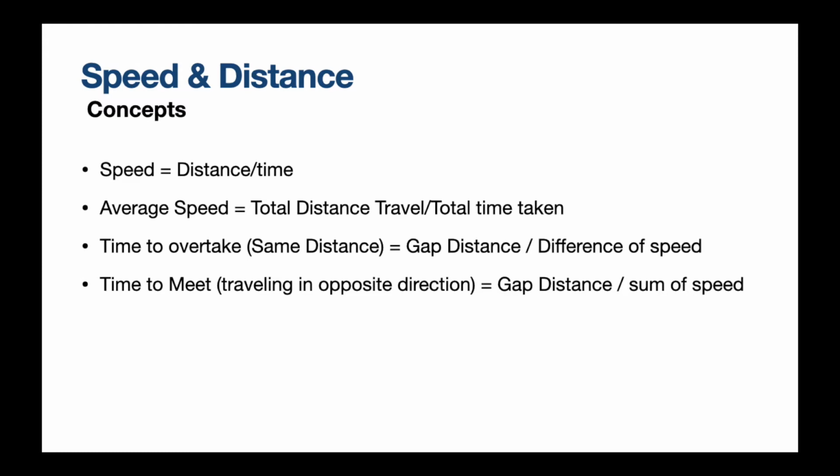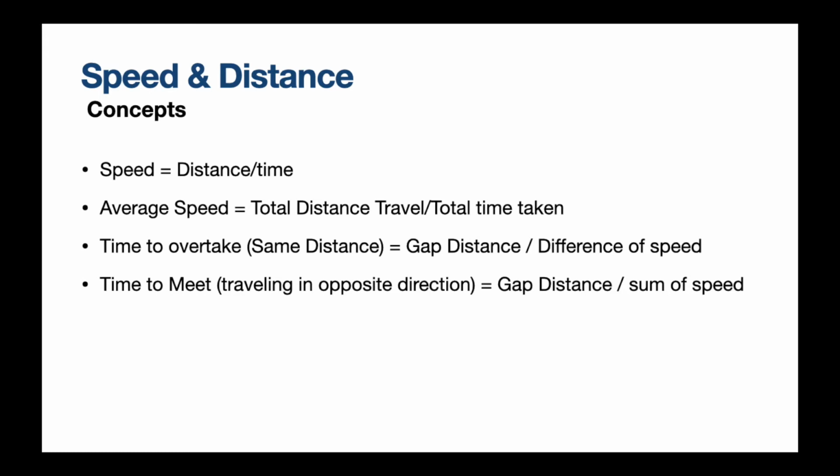One more thing which I would like to discuss is that if two people are traveling in the same direction, then the time to overtake would be equal to the gap in distance between the two people, divided by the difference in the speed of the two persons.